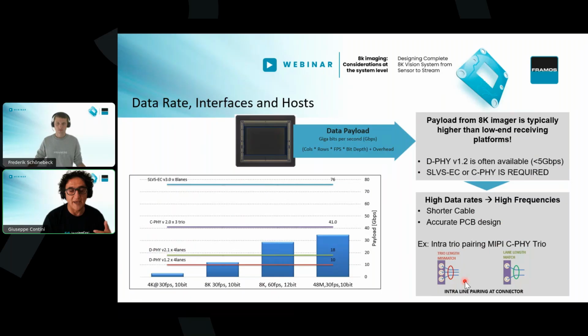You have to match the impedance between the lines, but just because you have 3 lines instead of 2, you have some layout, PCB routing topic that needs to be managed. So this increases the PCB design complexity.